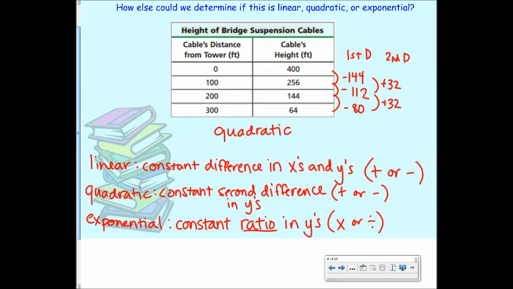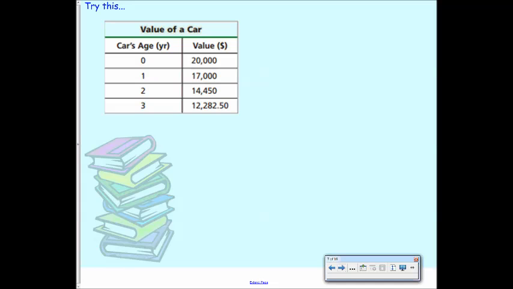Okay? All right. So let's try this one. First of all, looking at it, again, I don't really care much about the x's. So I'm looking at the y's. What's the first difference here? Minus 3,000. All right, what about here? 2,550, I think, right? And then what about here? And again, how can you do this on a calculator? Just subtract them. So I'm doing 14,450 minus 12,282.50. 2,000 something.